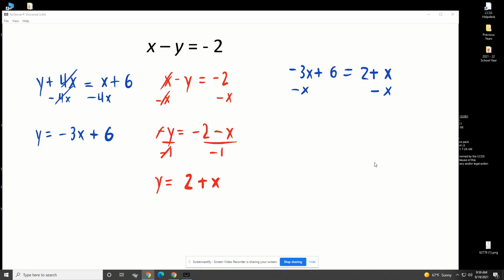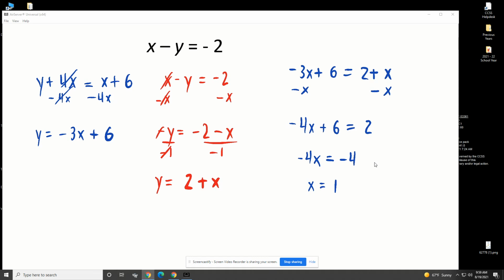What is negative 3x minus x? 4x. What kind of 4x? Negative 4x. So negative 4x plus 6 equals 2. Now what? Subtract 6. Negative 4x will now equal, what's 2 minus 6? Negative 4. And then last we would have had divide by negative 4. So what's negative 4 divided by negative 4?